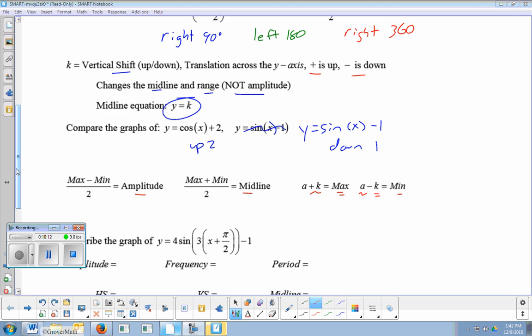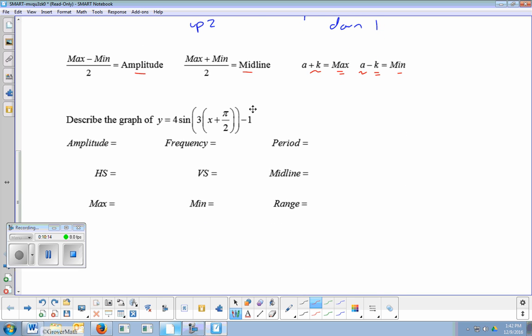Okay, so let's look at one example and run through a couple of things. So here is this monstrous equation here. Okay, first thing, amplitude 4. Got it. Frequency, coefficient of x, might be in front of a parenthesis now. That's 3. Period is still 2 pi over frequency, so 2 pi over 3. Okay. Horizontal shift is this plus pi over 2. That means left, and I'm going to use degrees, 90. Vertical shift is down 1 for that minus 1. My midline, therefore, is y equals negative 1.